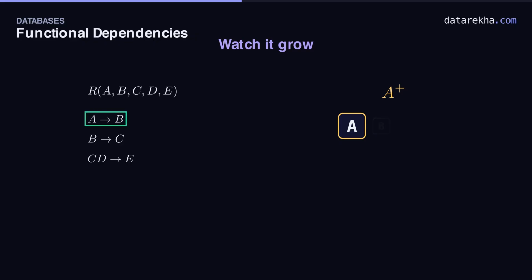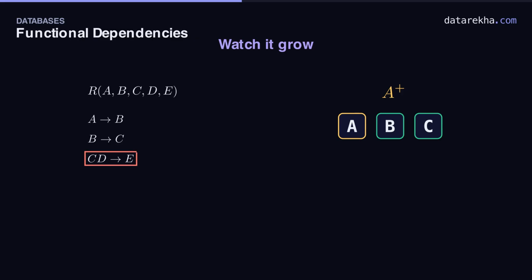A is inside the closure. So A gives B fires. Pour in B. The set is now A, B. Now B is inside too. So B gives C fires. Add C. The set grows to A, B, C.